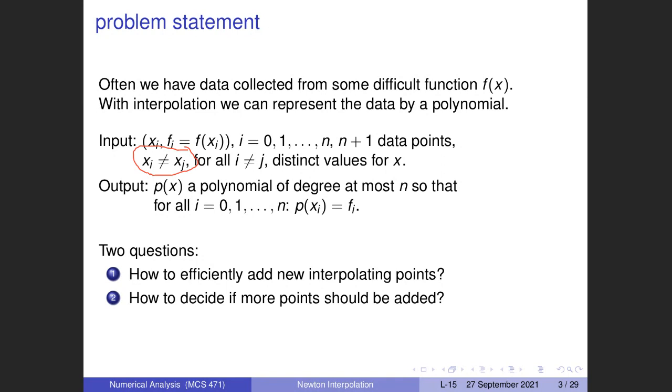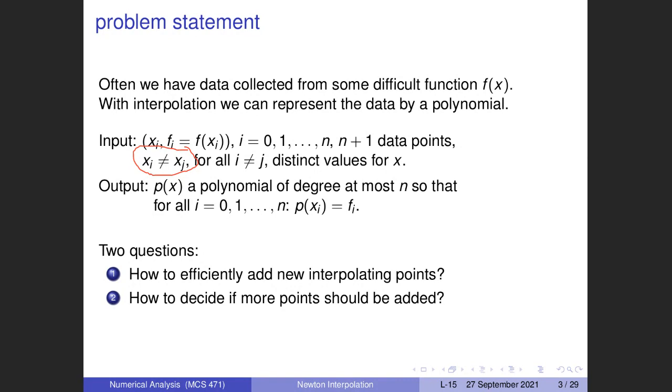Last time we proved that if this condition is met, if all the points are mutually distinct, then the problem has a unique solution. So there is this uniqueness problem that we solved last time. Here we now have two questions. If we are going to add points incrementally, how can we do this efficiently?